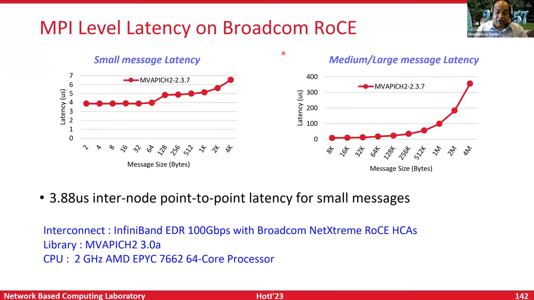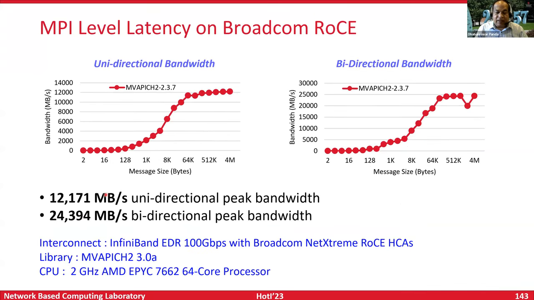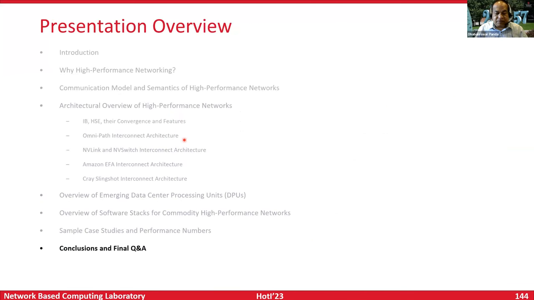And this is on the Broadcom RoCE. We had around 3.75 microseconds, then another 100 to 130 nanoseconds on top, so this is the MPI-level performance of 3.88 microseconds. On the Broadcom RoCE, this is 100 gigabits per second, and we come very close to that.